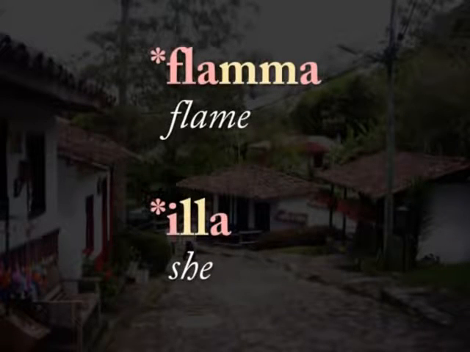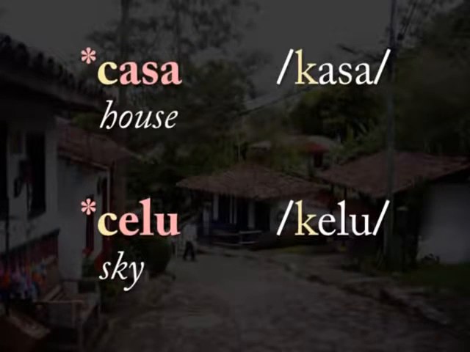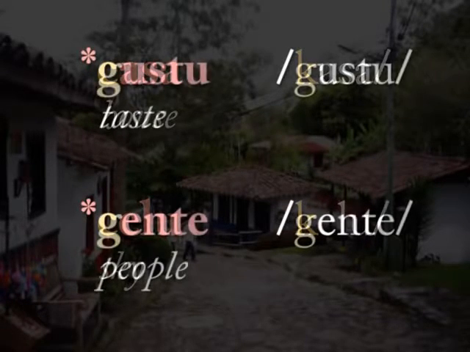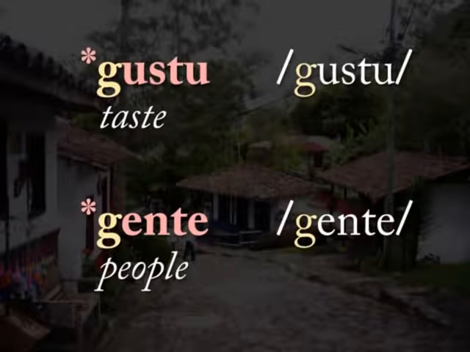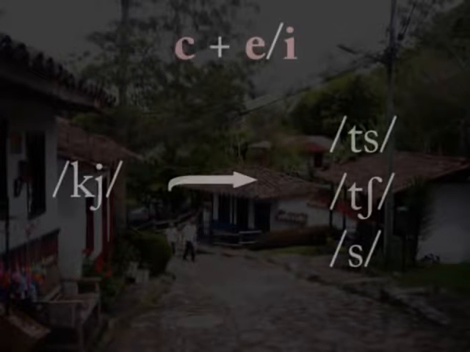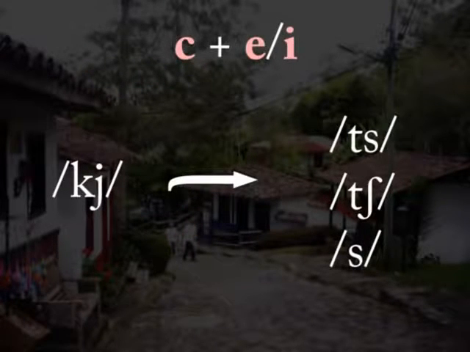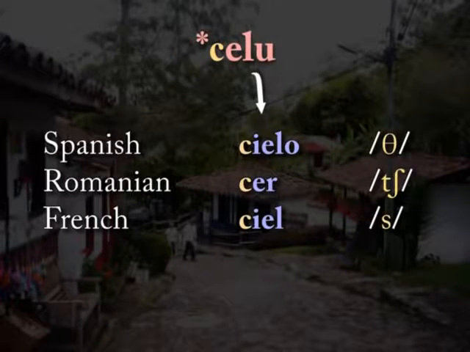Double consonants were pronounced long just as they still are in Italian. Flamma, illa. The letters C and G represented stops, casa and kelu, both with a k sound. Gusto and gente, both with a g sound. Eventually, C was softened before E and I, originally palatalized to something like kya, and eventually ts, ch, or s. Cielu, Spanish cielo, Romanian cer.